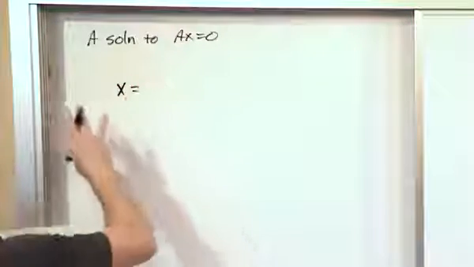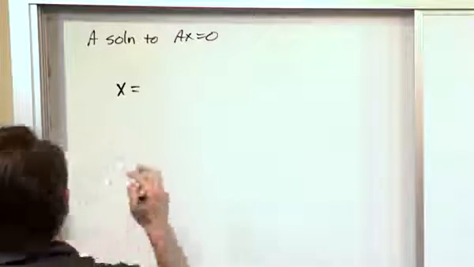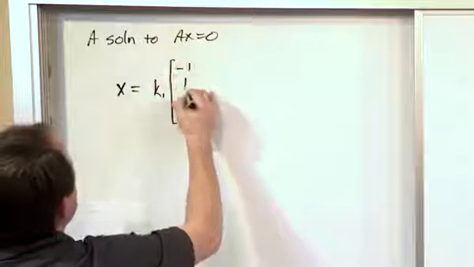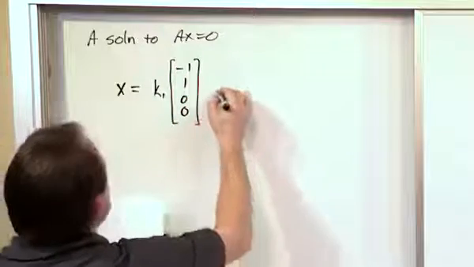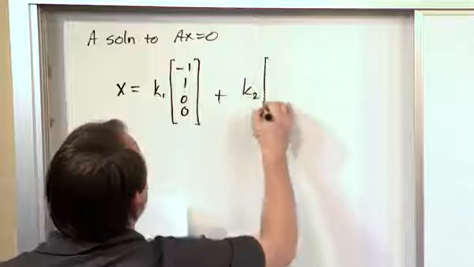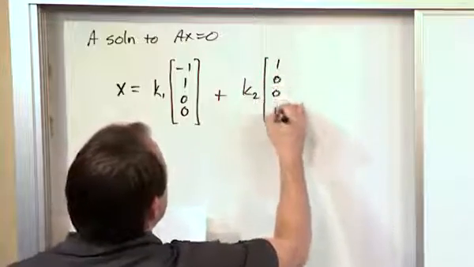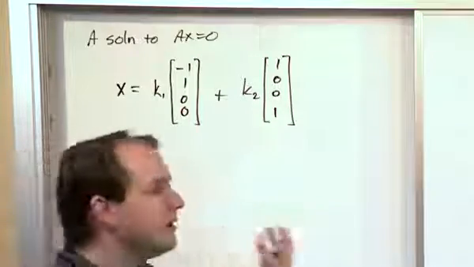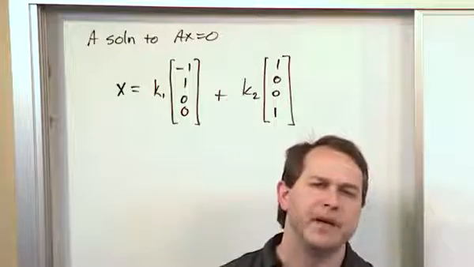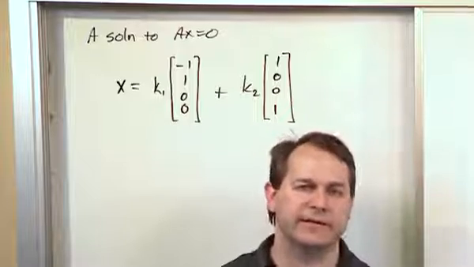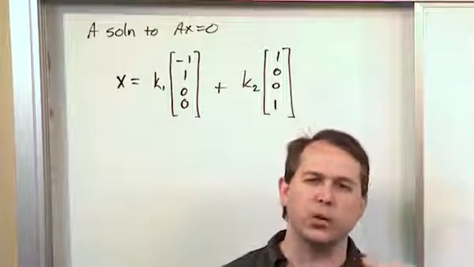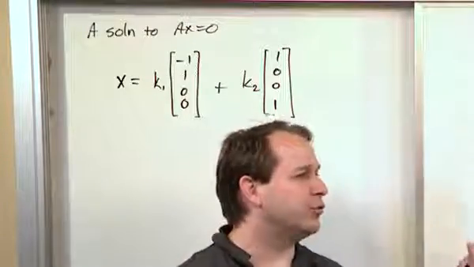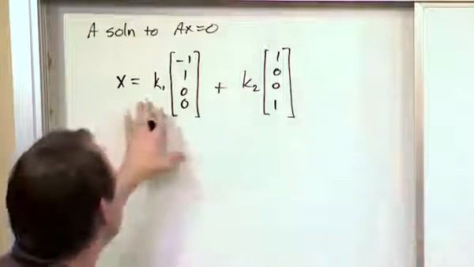What I'm writing down now is a solution to a problem that we actually worked before. It looks something like this: k1 times the column vector (-1, 1, 0, 0), plus k2 times the column vector (1, 0, 0, 1). And I showed you how to do this. I showed you how to manipulate the matrix, do the row reduction, and you end up with an infinite set of solutions like this when you have at least one or two rows that are all zeros. And I showed you how to write that down, how to factor it out, and how to get it into this form.